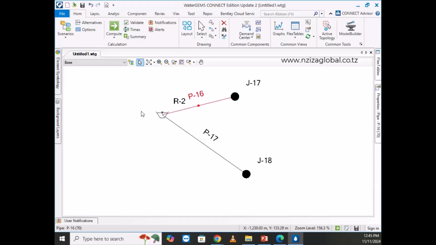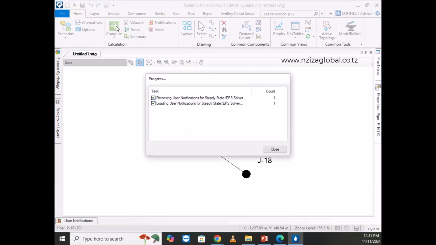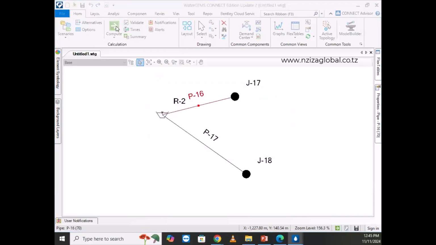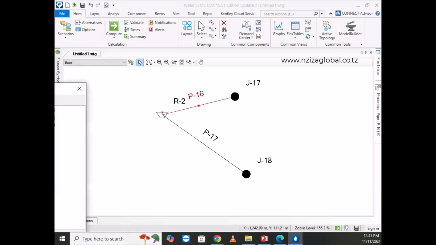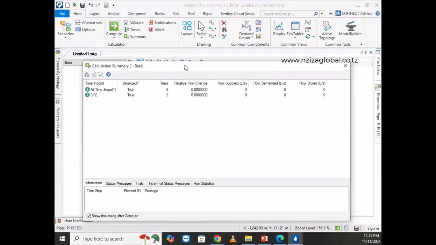Has anyone computed? Yes. What did they tell you? There is a calculation summary. To me, if your model is not yet validated, it will not be computed. And when you compute, this is where the summary and the results are coming from. So to me, you have to validate first.